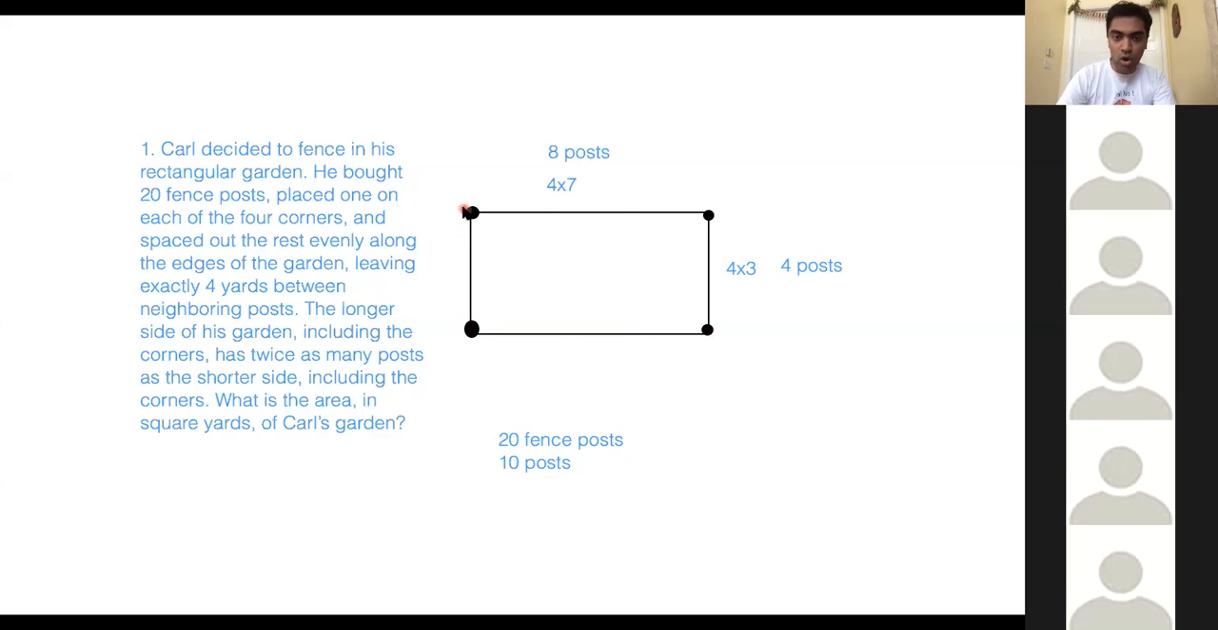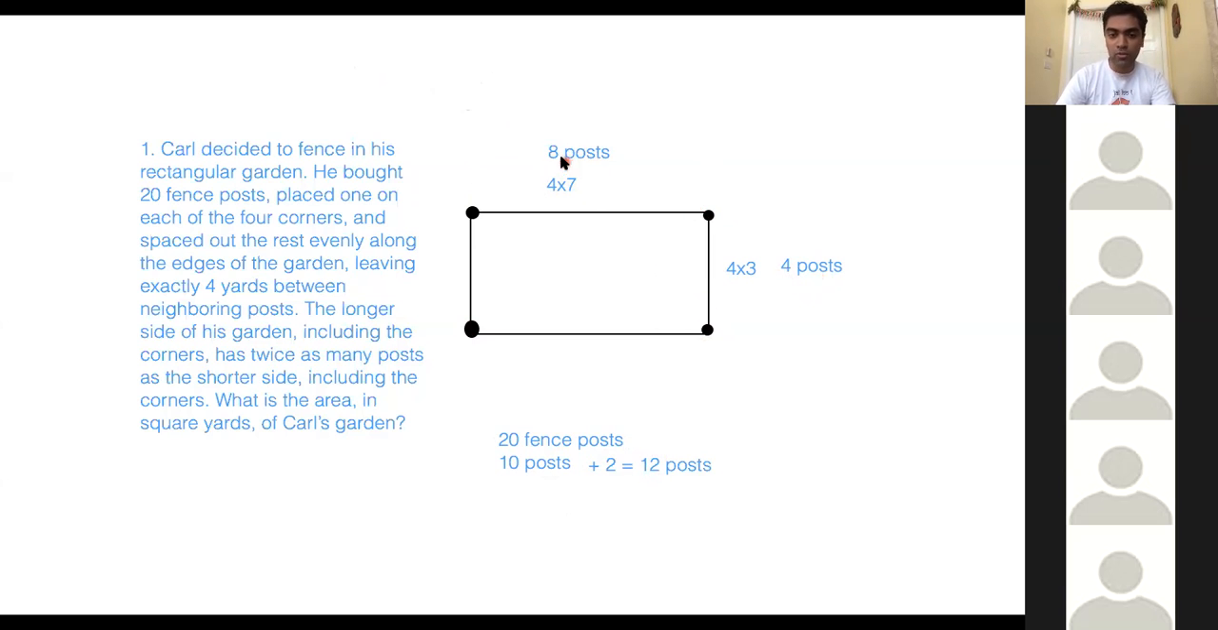So if we want to include all the posts on this side plus all the posts on this side, we would need to include one extra for this corner. And this corner actually gets counted 2 times, right? In this side as well as this side. So there's 2 extra there, plus 2, equal to 12 posts, if I add up the number of posts on this side and this side. And if we know that this side has twice as many posts as this side, since we're including the corners, if it's a total of 12, this must be 8 posts, and this must be 4 posts.